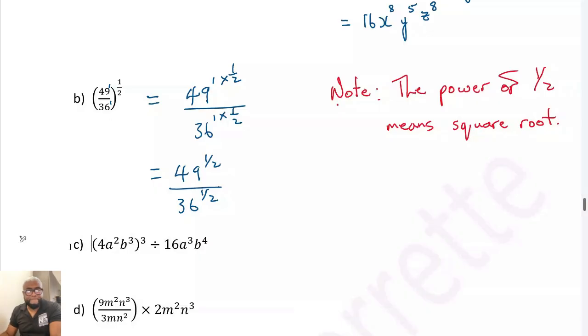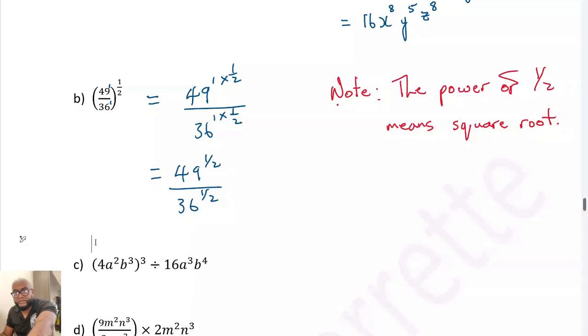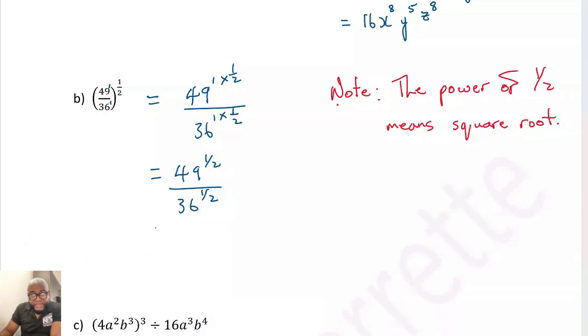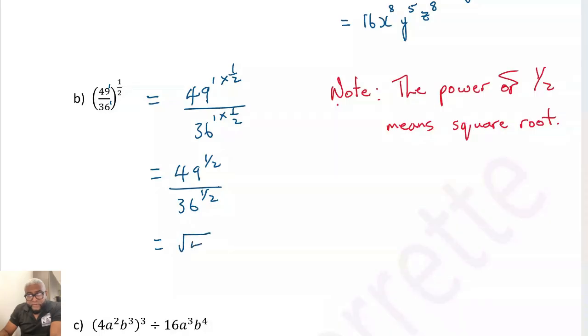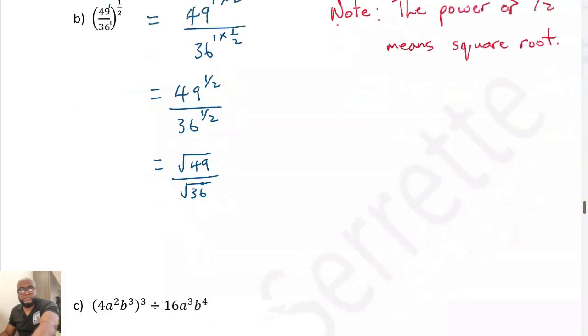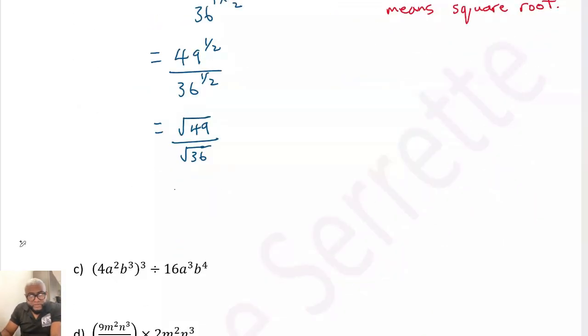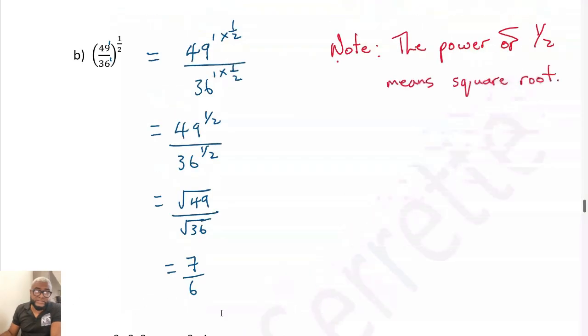So watch it here. This will simply be the square root of 49 over the square root of 36, right? What is the square root of 49? 7. And the square root of 36? 6. So the square root of 49 over the square root of 36 would be 7 over 6, right?